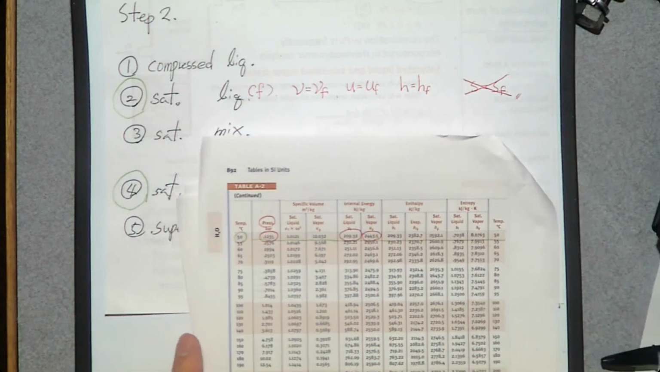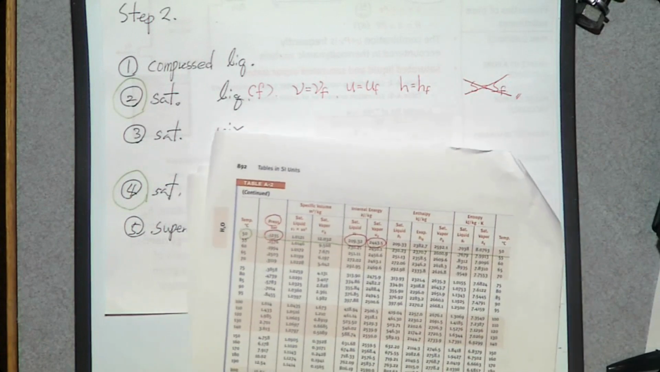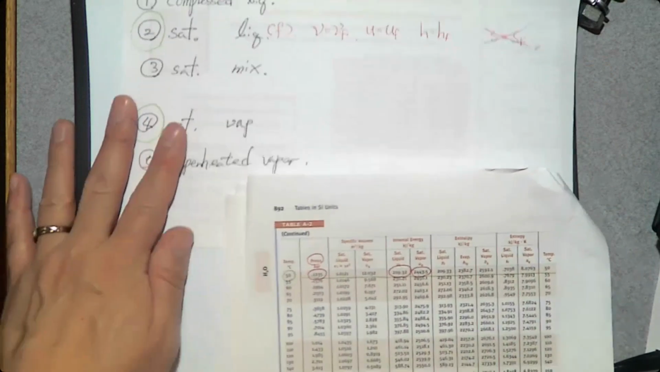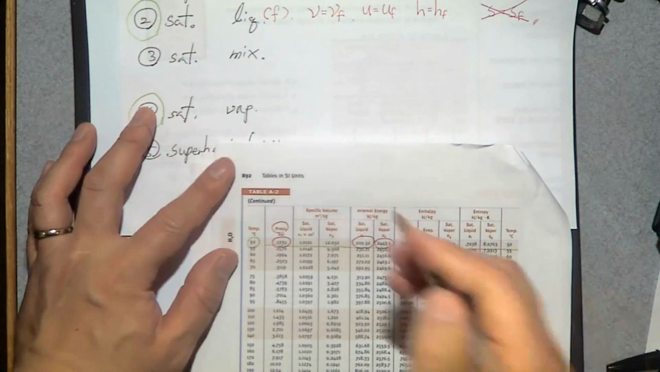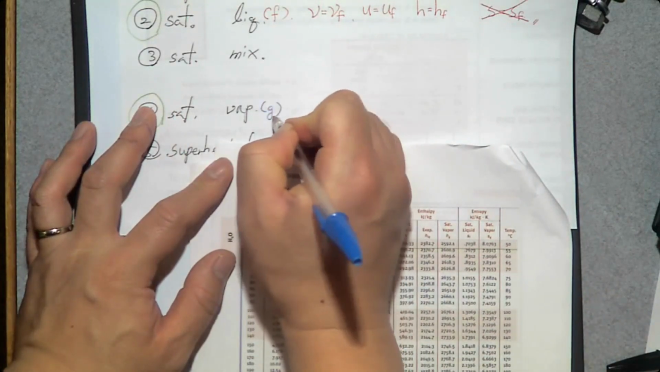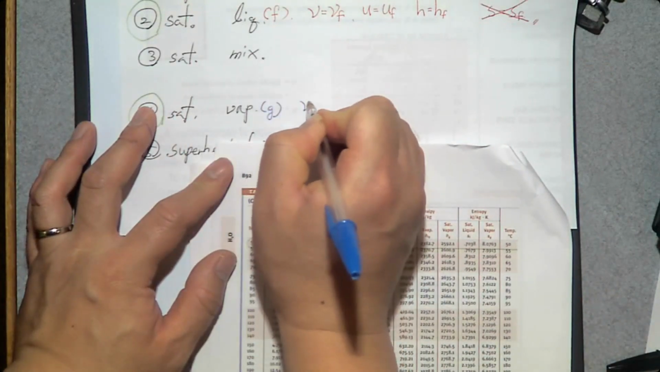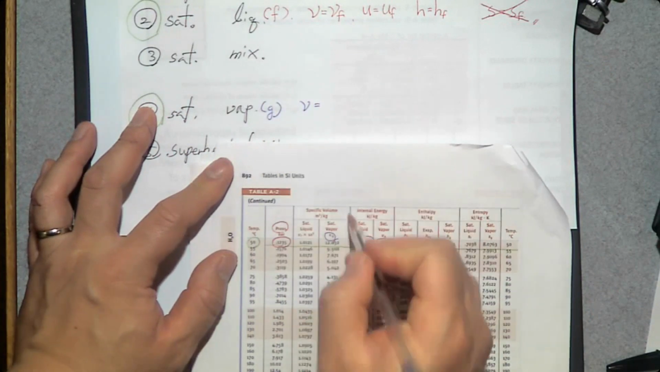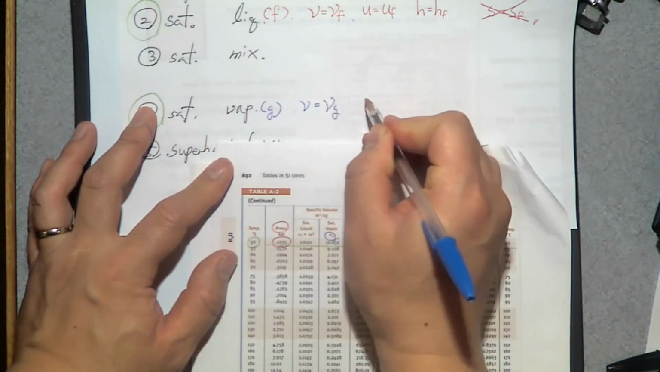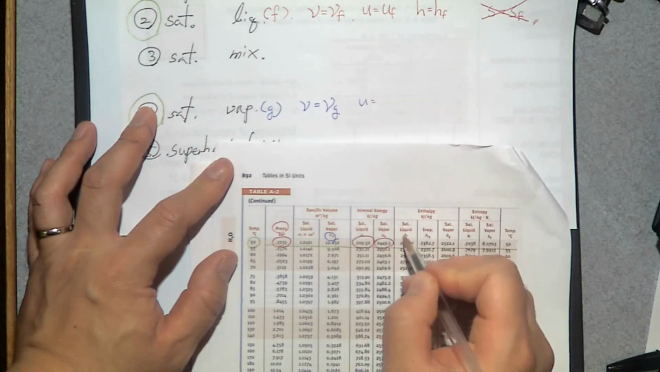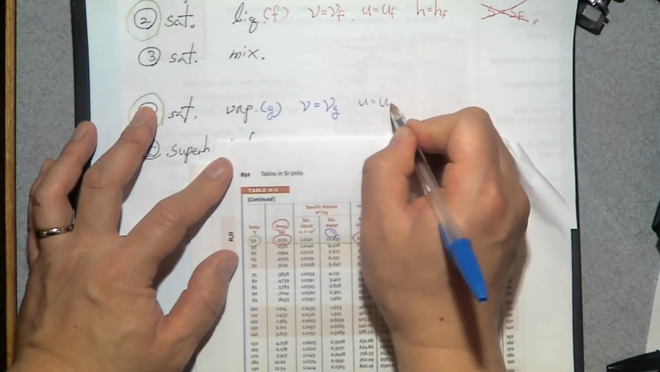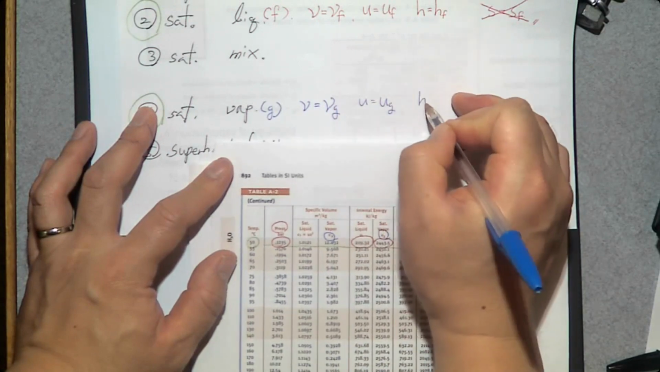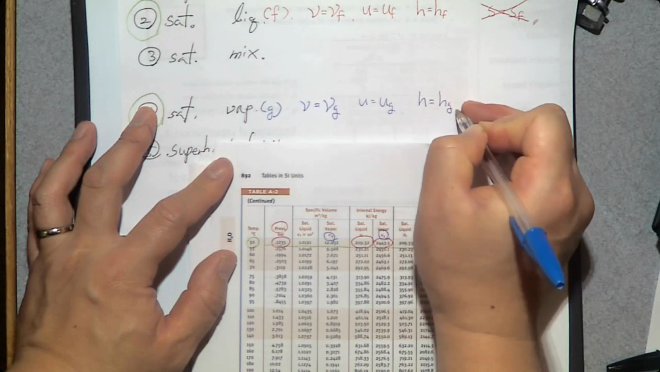So finding the properties of saturated liquids and saturated vapors is pretty simple. But what about the vapor? Vapor is g. So if you want to determine specific volume v, it's going to be vg. If it is u, it's going to be ug. If it is h, it's going to be hg.